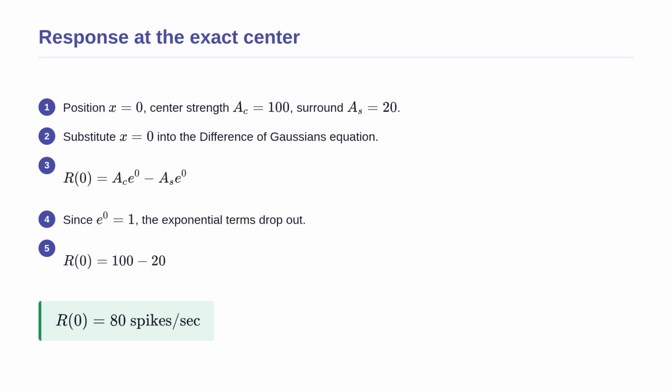When we plug 0 into the exponents, the numerators become 0. Since any number to the power of 0 is exactly 1, the complex exponential terms completely drop out of the equation. We are left with just the peak center strength minus the peak surround strength. 100 minus 20 gives a final answer of 80 spikes per second. Physically, this strong signal alerts the brain that a bright spot of light has been detected right in the center.